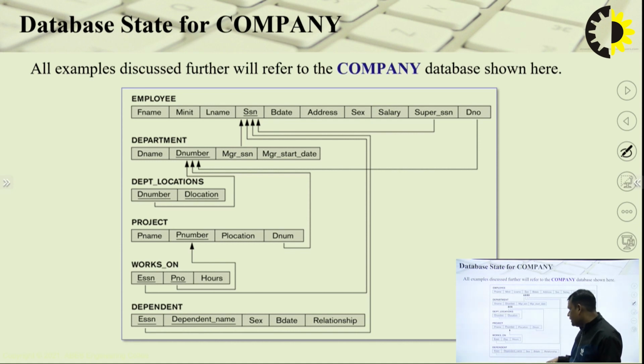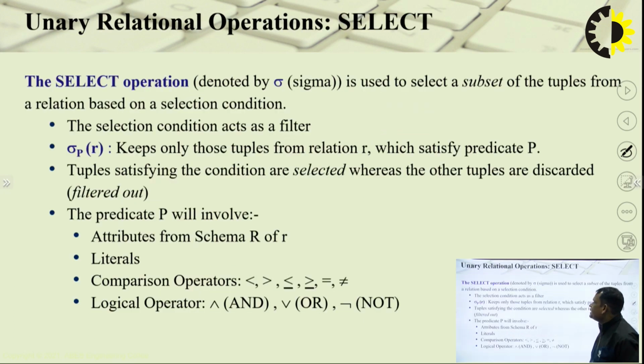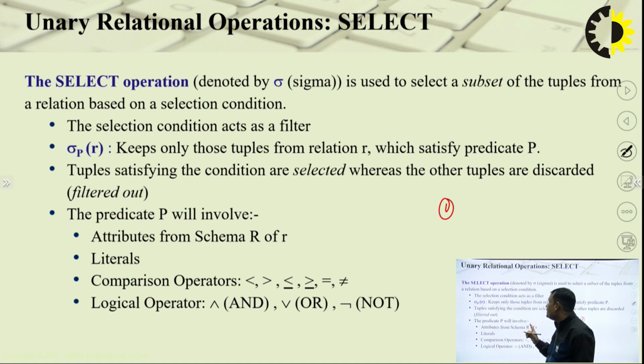And the dependent table has ESSN, dependent name, date of birth, relation, and sex. The first operation is the selection operation. The selection operation is a unary operation. It is denoted by the sigma notation.